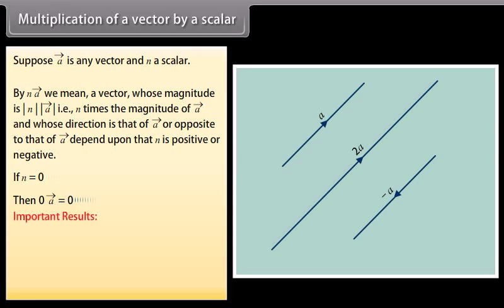Important results. m(n vector A) equals mn vector A. n(vector A plus vector B) equals n vector A plus n vector B. (m plus n) vector A equals m vector A plus n vector A.